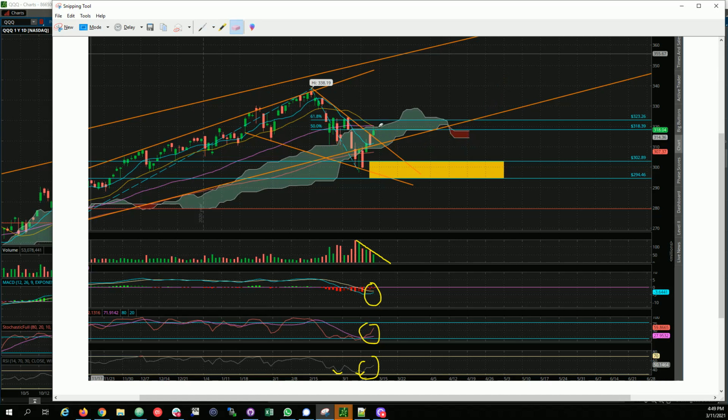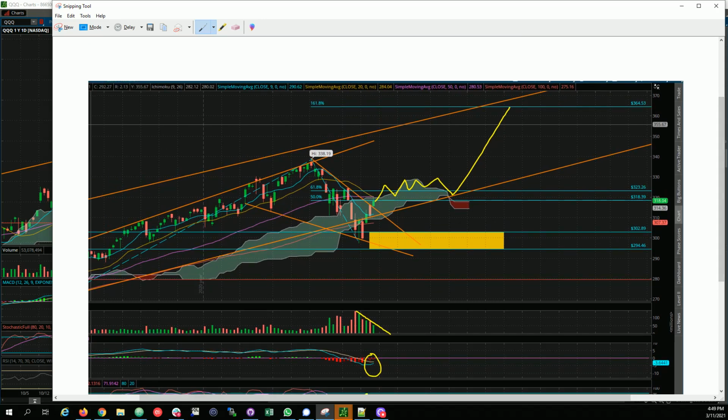Now, the second possibility, which I hope it works out this way, is it's going to get support and then go up. So eventually, we'll reach our target of 364 by summer. And obviously we do have some resistance, the 61.8, and then we're going to have a resistance right around here, which is around 332, 333. Those are obviously some resistance levels, but my target is 364.